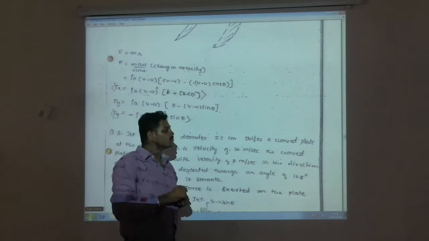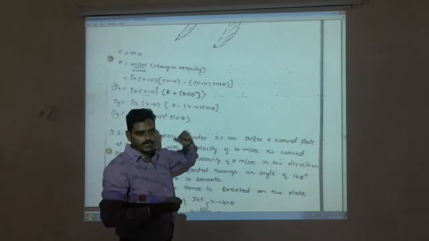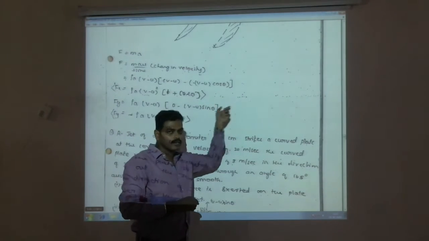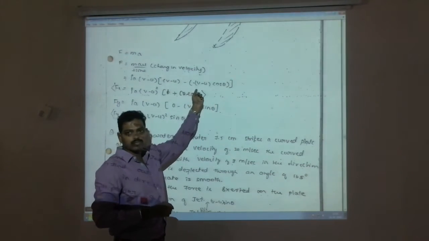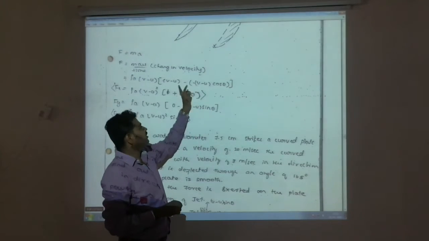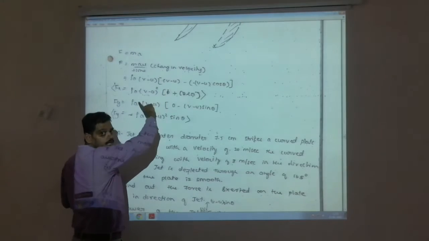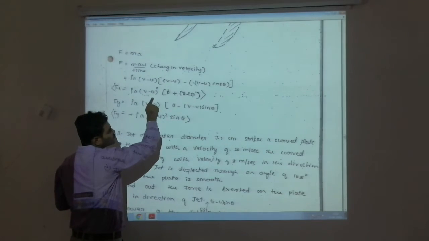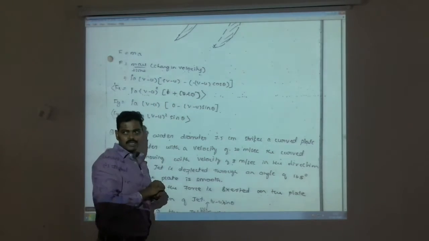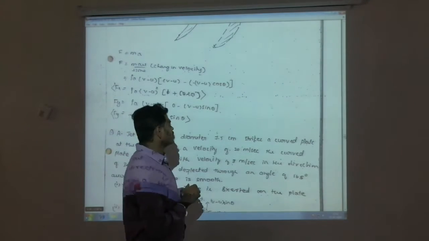With respect to the horizontal component, it will become v minus u cos theta. And the sign is negative, since it is moving horizontally to the left side. So minus of v minus u cos theta. Minus into minus will become plus. Here we can take v minus u common. So rho a into v minus u whole square into 1 plus cos theta. That is the force in x direction.